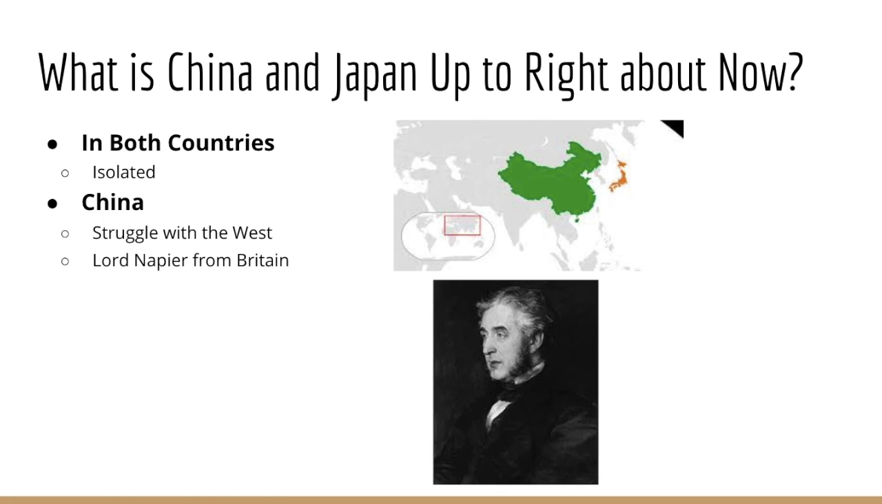Lord Napier, sent from Britain, tried to pressure China into opening more ports, but they refused because they believed anyone who wasn't like them was barbaric. Tensions grew and a naval battle between the two formed.